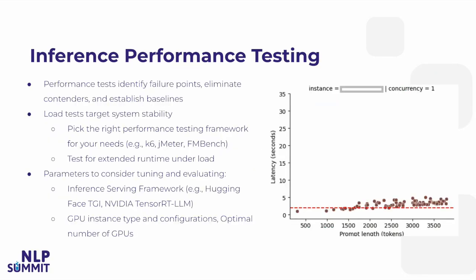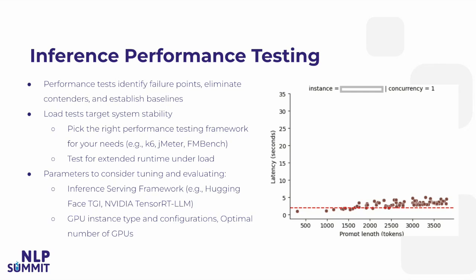Performance testing LLMs is not trivial, but I'll provide a high-level summary of what goes on. Note that I'll be talking about performance testing from an inference standpoint, not about the accuracy nor the cost. So, performance tests for inference are essentially load tests and are used to identify failure points, eliminate contenders, and establish baselines. For example, I may use the results of a performance test on a specific model to provide an SLA for latency and throughput to users.